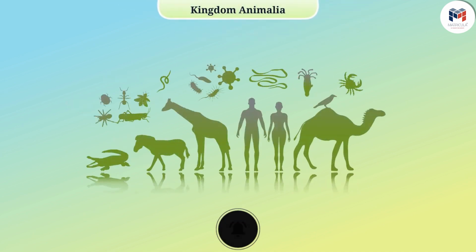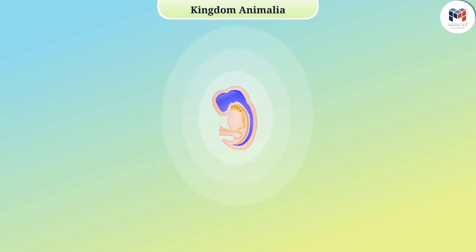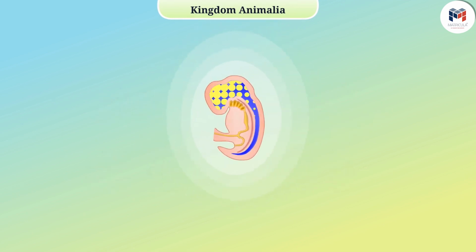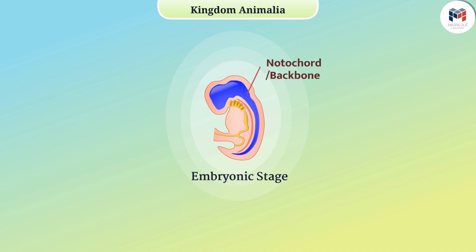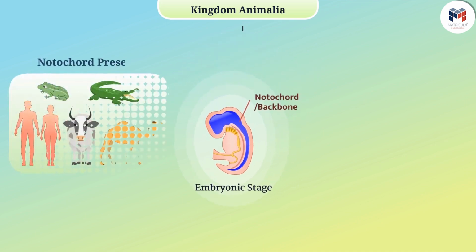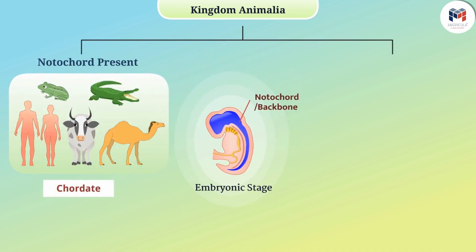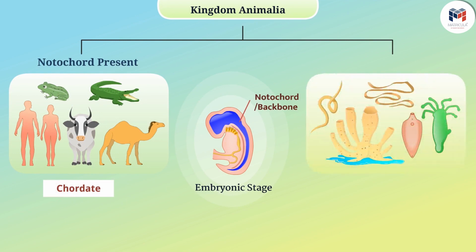Classification of kingdom Animalia can be done on the basis of the presence of a rod-like structure in the organism in the embryonic stage or any other stage, called a notochord or a backbone. Animals whose notochord is present in the embryonic stage are called chordates, whereas in other animals the notochord is not present. They are called non-chordates or invertebrates.